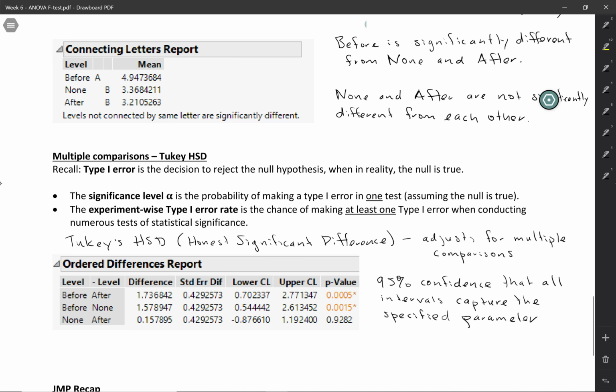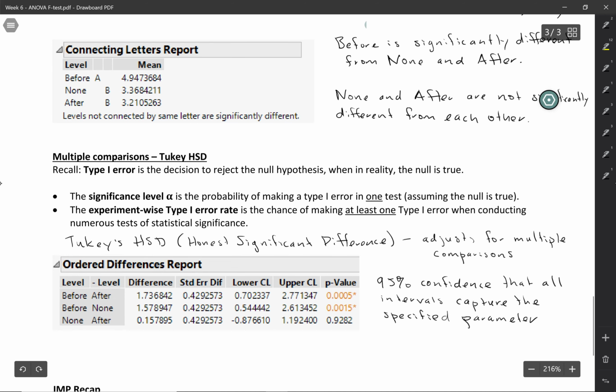And the other thing that this does is that instead of looking at the probability of one type 1 error, it looks at the probability of at least one type 1 error. So it basically adjusts the p-values so that the probability of at least one type 1 error will be alpha. So we're going to come back to this later and talk about how it works. But there are some benefits to using Tukey's HSD because you have a confidence level that applies to your whole data set, and you also control your experiment-wise type 1 error rate, making sure that the probability of at least one type 1 error is just equal to alpha.